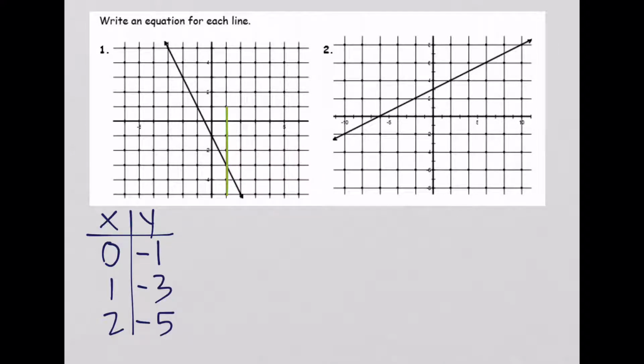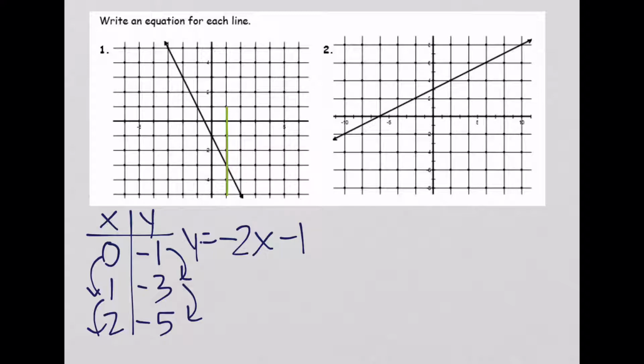Okay, now what's our pattern? Well, as we go up 1 on this side, it looks like we are subtracting 2 on this side. So our pattern is subtracting 2 every time. And where did we start? We started at -1. In the beginning, it was -1. So there is another way to come up with an equation based on the table.